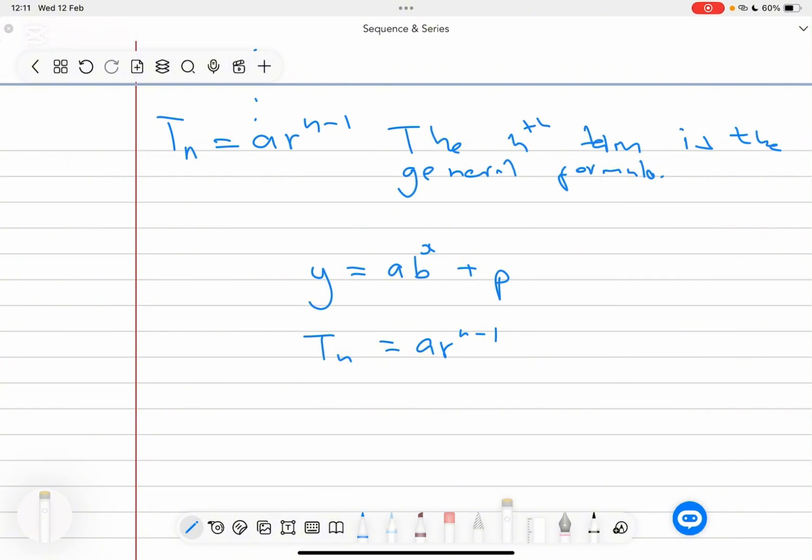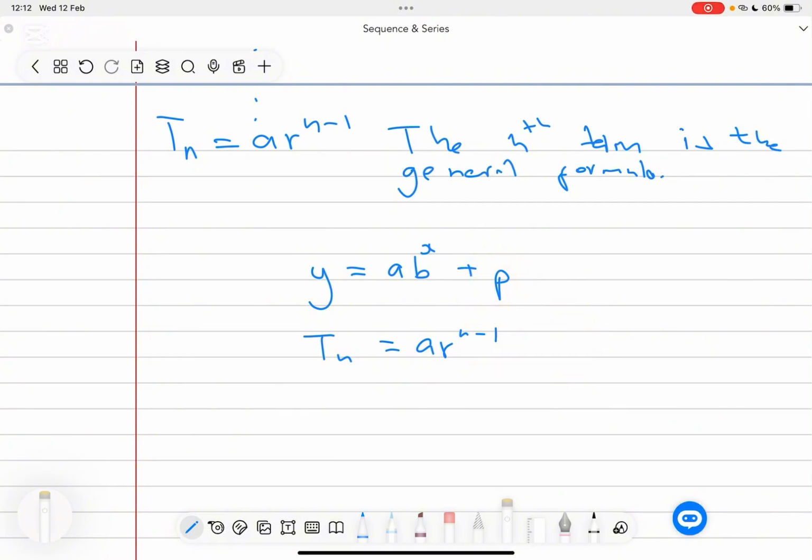Now, there's a lot of similarities between these two equations. The Tn here has the same properties as y there. And the A here has the same properties as the A in that other equation. The B here would be the r, and the x here would be the n minus 1. And in this equation, we can see that we are adding 0 here. So the p is actually 0. That's why here it doesn't appear.